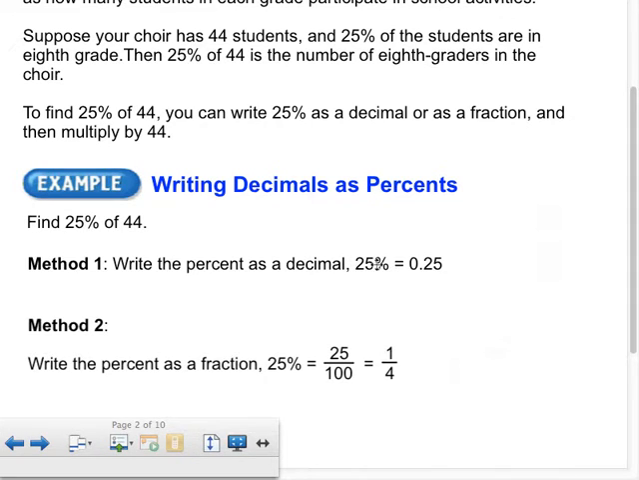So the percent sign's here. There's no decimal here, but we know where the decimal would be if there was one. It's between the 5 and the percent sign. And how many places are we going to move it? 2. So if I move it over 1, 2, that's why it ends up here as a decimal. Do you understand? So if I write this as a decimal and multiply it by 44, I'll know how many 8th graders I have, and here it is.